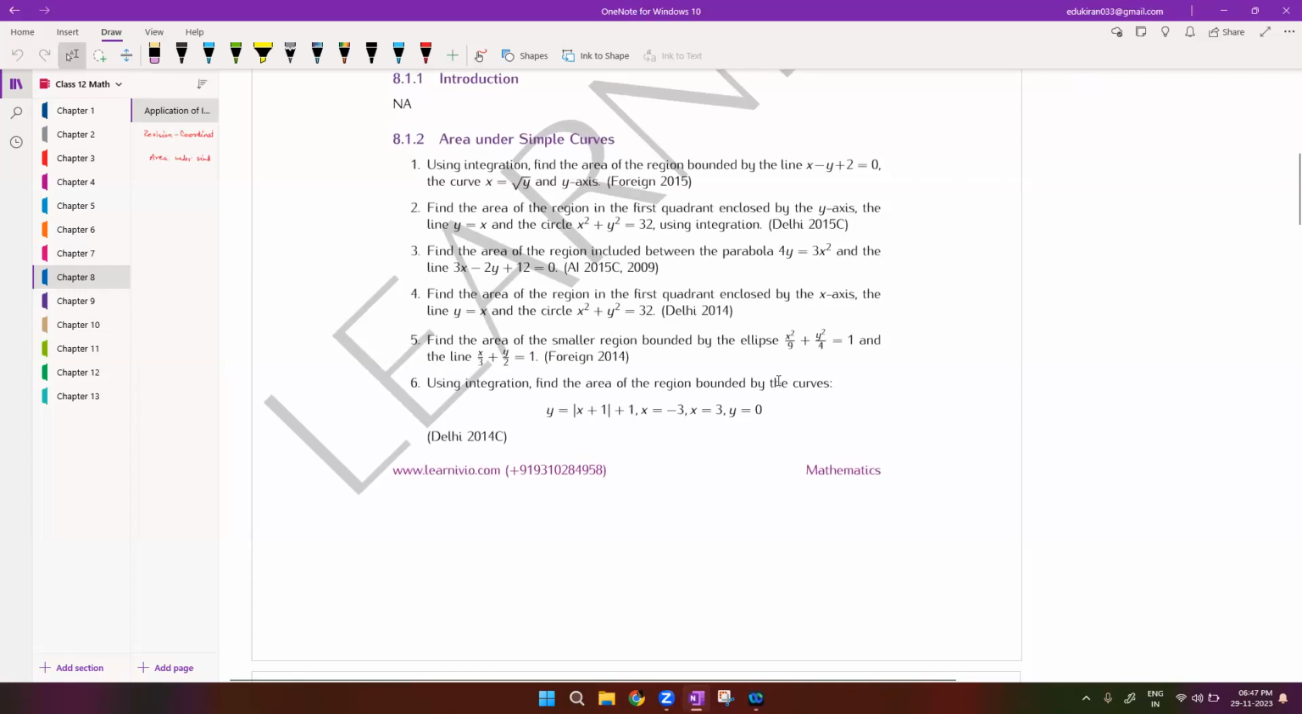Let's take some complex curves now, because we had already done the example of a circle. Let's take the second question. Find the area of the region in the first quadrant enclosed by the, okay, not the first question right now. Before the first question, we will. Yeah, let's solve the third question first. Just give me 1 minute.